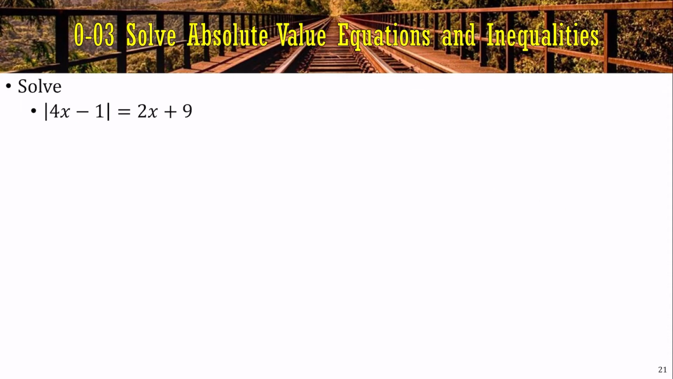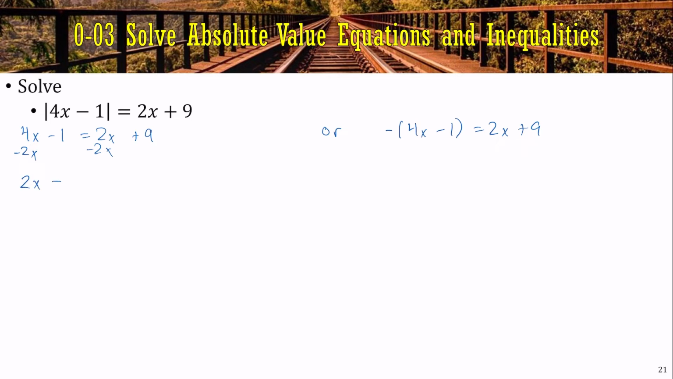All right, let's try another one. A little bit longer this time. Same process though. Start with the absolute value part being positive, or the absolute value part being negative. All right, start with the positive side and solve this one. Let's get the x's together.